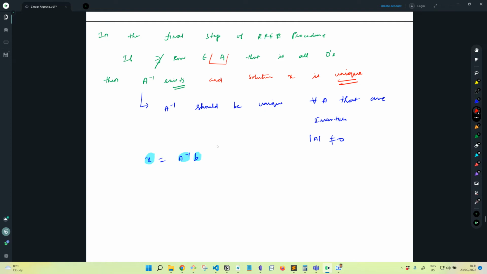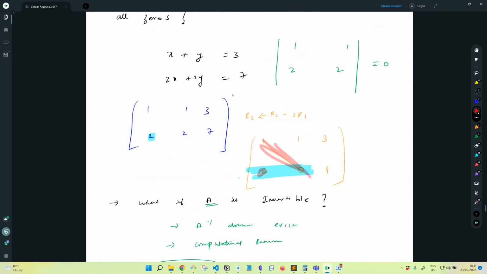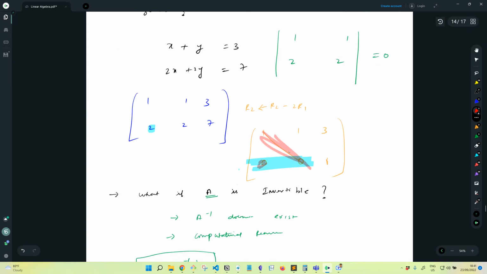Does this make sense? Okay, I think all of you are convinced with my statement. Now, earlier we took one system, right? We took this system x plus y equals 3, 2x plus 2y equals 7. In this system, what is happening is in the A part, we encountered a row that is all zeros. Then, what can we comment about x?